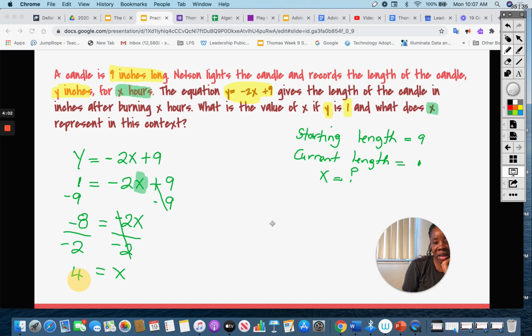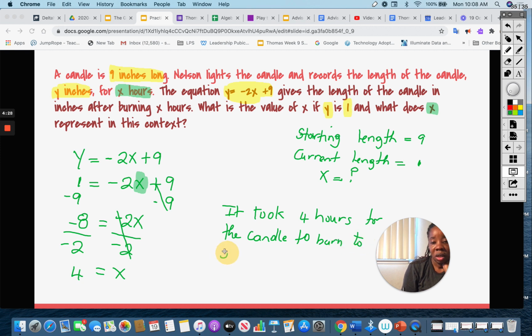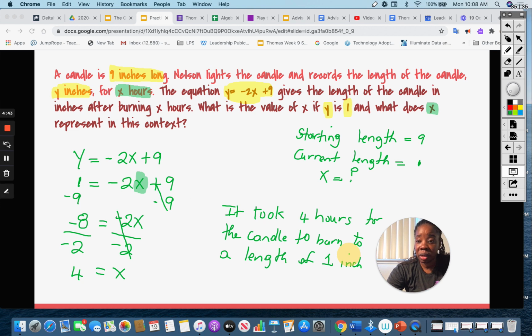So what does that mean in the context of this problem? It means it took 4 hours for the candle to burn to a length of 1 inch. So it started at 9, but after 4 hours, the new length was 1 inch.